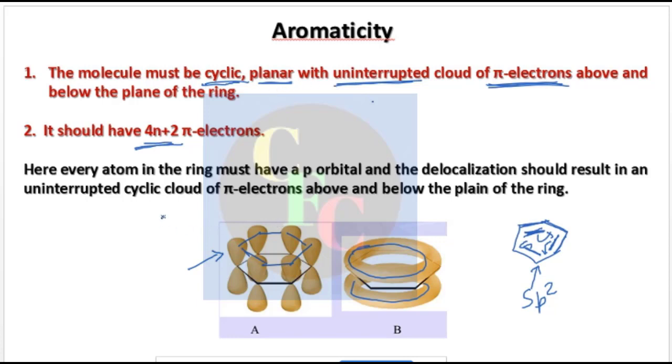The second condition is that just having an uninterrupted pi electron system is not sufficient. The system should have 4n plus 2 pi electrons also, right? Here in benzene we have 6 pi electrons. See, it matches. If you put n equals 1, then you have 6 pi electrons, right? So benzene is aromatic by these laws, right?